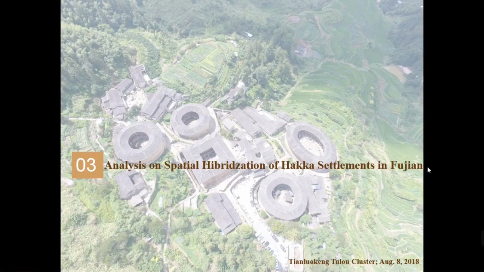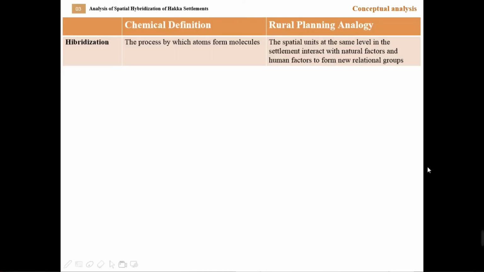Okay. The third part is the analysis of spatial hybridization of Hakka settlements in Fuzhou. Okay, let me explain the hybridization. It's actually a chemical definition, meaning the process by which atoms form molecules. So each Tulou is just like a cell or atom, and they randomly compose and construct throughout history.